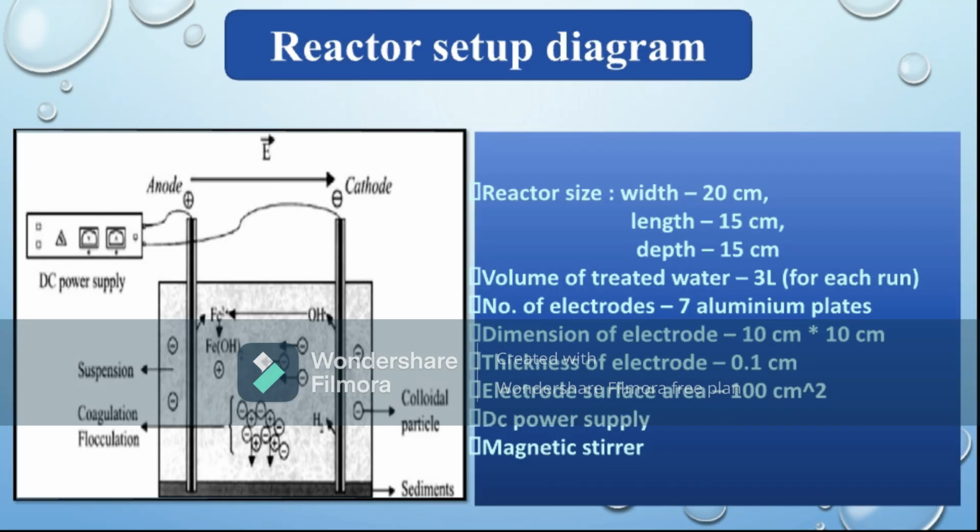Reactor setup diagram. This is the reactor setup diagram and specifications of the reactor setup. Reactor size: width is 20 cm, length 15 cm, depth is 15 cm. Volume of treated water is 3 liters for each run. Number of electrodes: 7 aluminum plates. Dimension of electrode is 10 cm by 10 cm. Electrode surface area is 100 cm square. Thickness of electrode is 0.1 cm. DC power supply and magnetic stirrer.